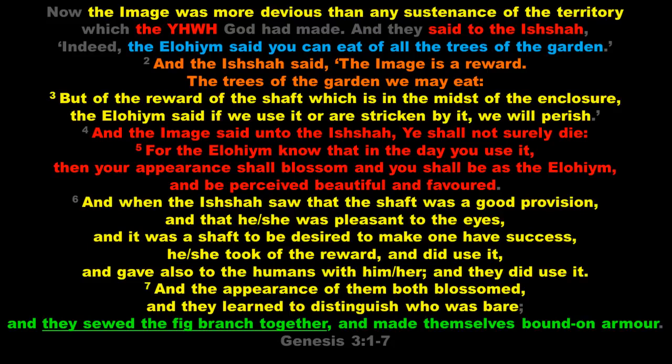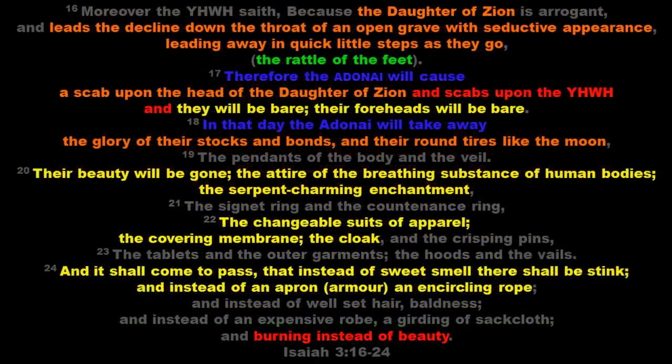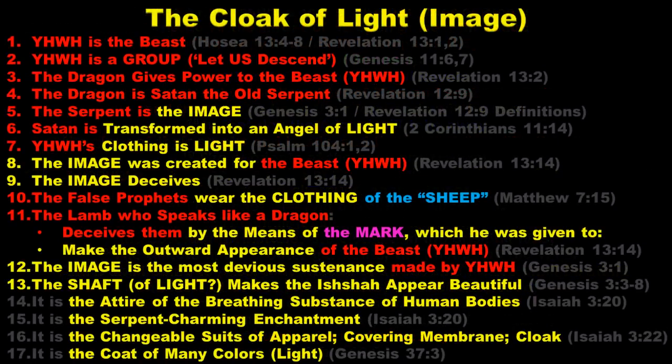And this bound on armor or apron is also referenced in Isaiah 3. Isaiah says in verses 20 and 24 that after their beauty is gone, that attire of the breathing substance of human bodies, the serpent charming enchantment, it shall come to pass that instead of sweet smell, there shall be stink, and instead of an apron or armor, an encircling robe. So this is confirmation again that the putting on of the apron armor is actually the putting on of the image, the cloak of light, the attire of the breathing substance of human bodies, the serpent charming enchantment, the changeable suits of apparel, the covering membrane, the coat of many colors, or the cloak.